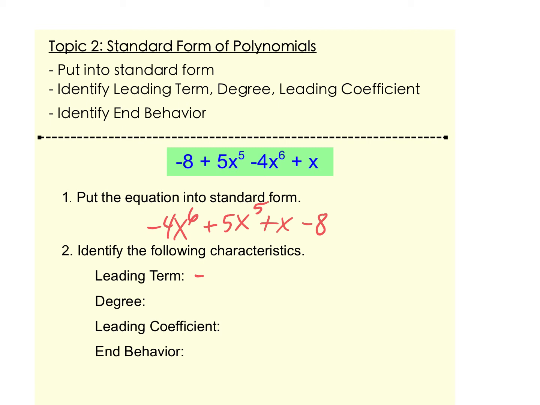Okay, Catherine Ryle, what's the lead term? The lead term is negative 4x to the 6. Nice. Sam Bender, what is the degree? 6. Yep. What's the leading coefficient, Sam? -4. And does that tell you first the right end or first the left end?